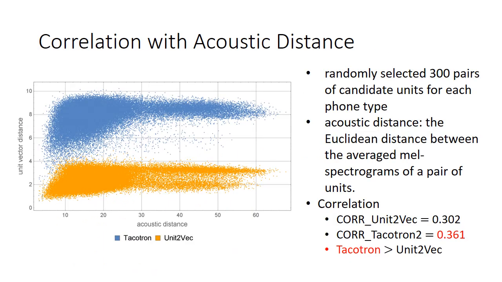In order to investigate the performance of the learned unit embeddings on carrying acoustic information, we randomly selected 300 pairs of candidate units for each phone type and calculated the acoustic distance together with the unit embedding distance for each pair. Here, the acoustic distance was calculated as the Euclidean distance between the average mel spectrograms of a pair of units. From this figure, we can see that the distances among the unit embeddings learned from Tacotron demonstrate a better correlation with acoustic distances than the ones learned from unit vector.